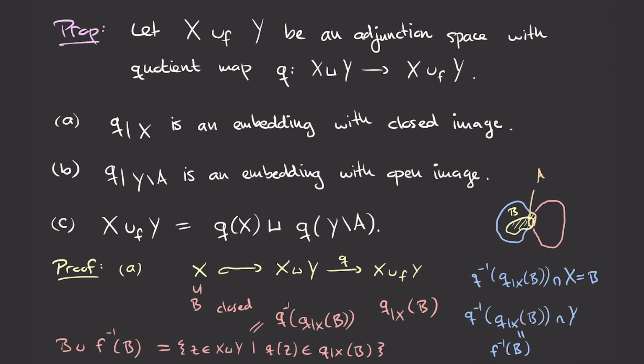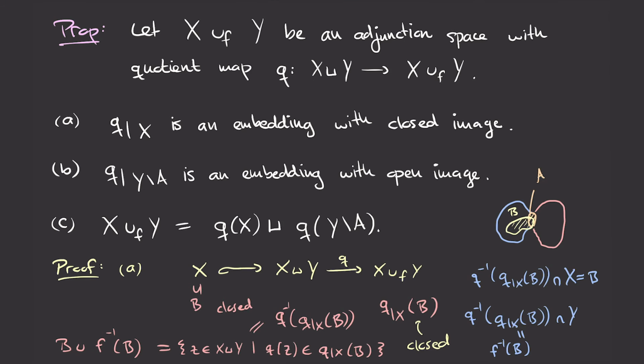And by the definition of the quotient topology, this means that also this original set which we took the pre-image of, namely the image of B under this restricted quotient map, is a closed subset in the quotient topology. So we've now done what we set out to do originally. We started with a closed subset in X, and we showed that its image under this restricted quotient map is closed. And this shows that this restricted quotient map is a closed map.